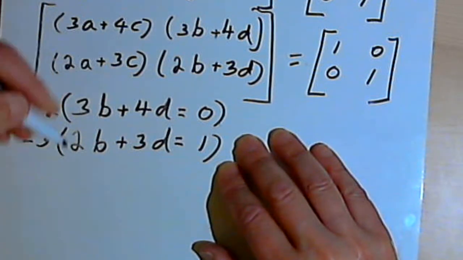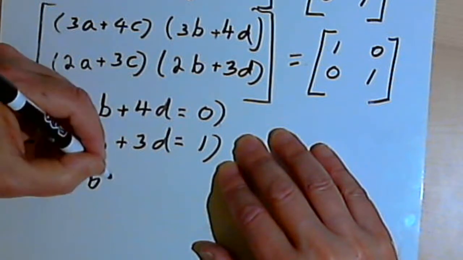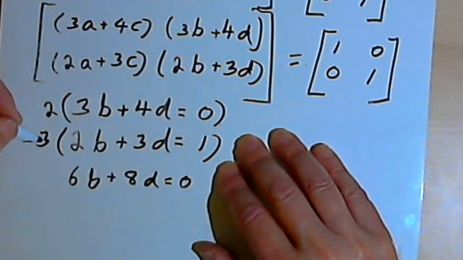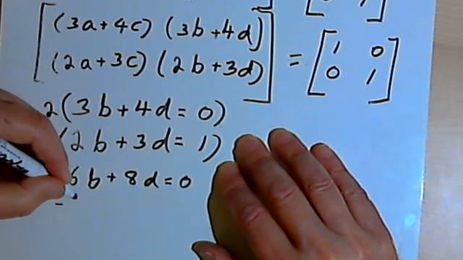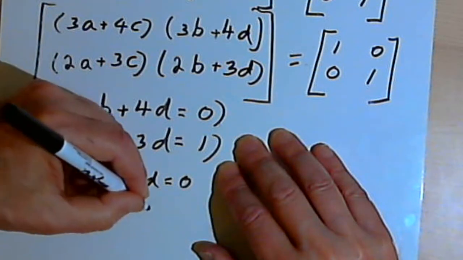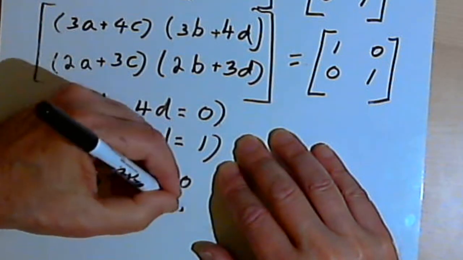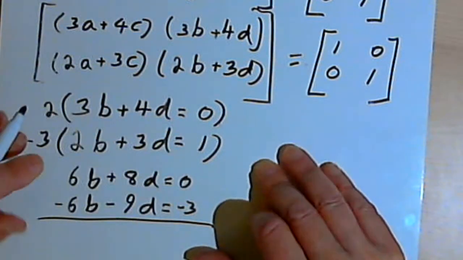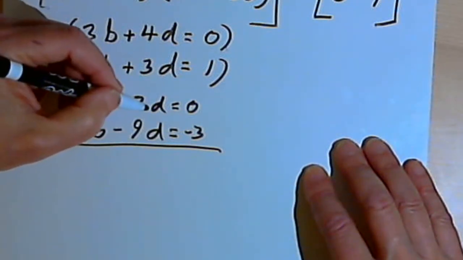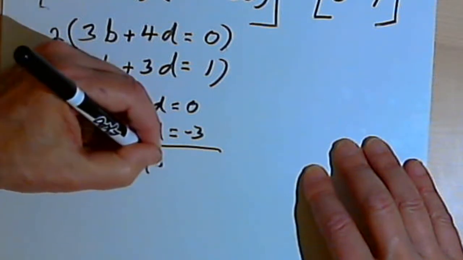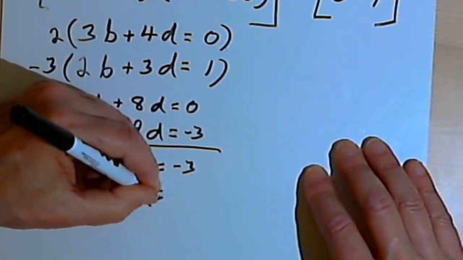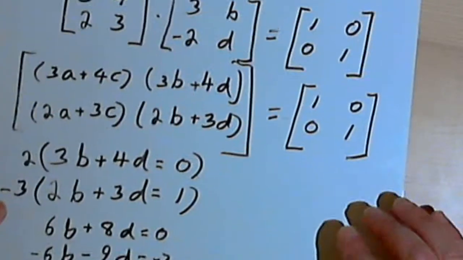So let's see. 2 times 3B is 6B. And 2 times 4D is 8D. And 2 times 0 is 0. Negative 3 times 2B is negative 6B. Negative 3 times 3D is negative 9D. And negative 3 times 1 is negative 3. Okay, adding those together, my B's get eliminated. I've got an 8D minus 9D, that's negative D. And negative D is going to equal 0 minus 3, which is negative 3. So D equals 3.